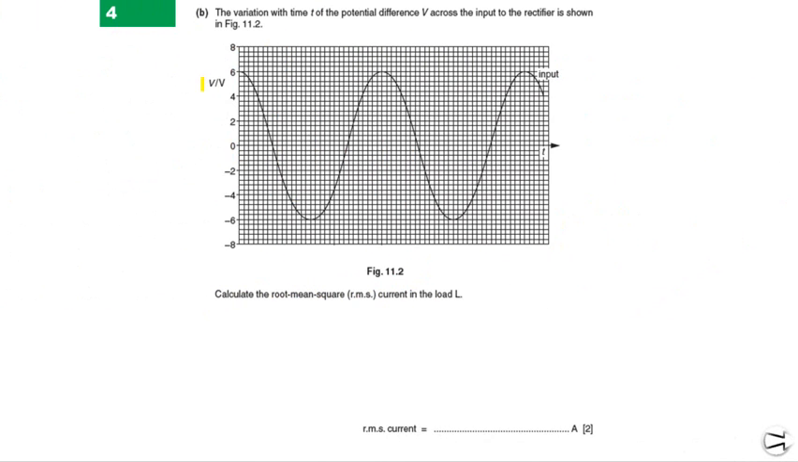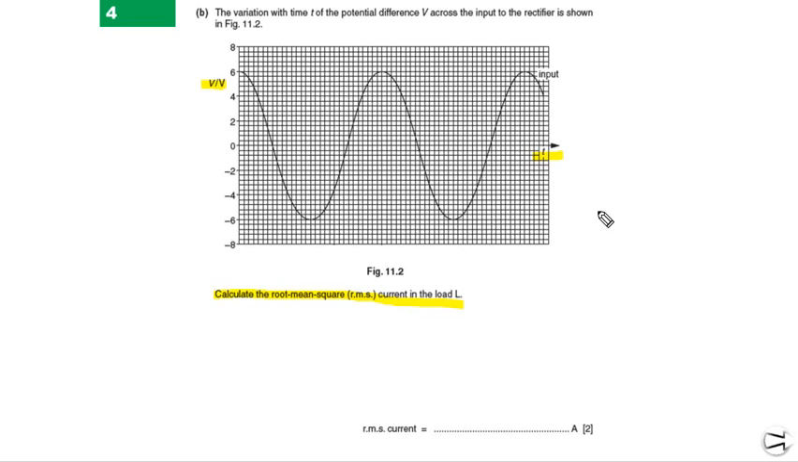For part B, a potential difference against time graph is given to us. As you can see, time is on the x-axis and potential difference is on the y-axis. We simply need to calculate the RMS value of current for the load. How can we calculate it, because in this case we don't have the peak value of current? We only have the potential, and also we have the value of resistance. So how can we answer this question?